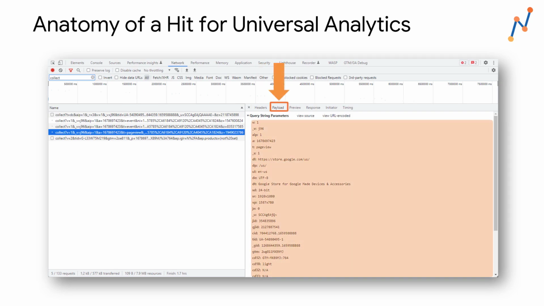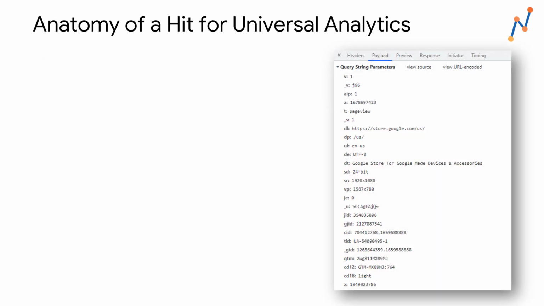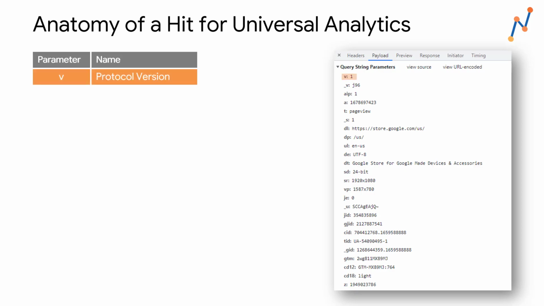Switching to the tab Payload will then show all parameters line by line. But even though it's easier to read the payload now, the meaning of the parameters is still somewhat cryptic. So let's demystify the most important parameters for Universal Analytics. And I'll start with the protocol version, which is represented by the parameter v, and its current value is 1. This value will only change when there are changes made which are not backwards compatible.